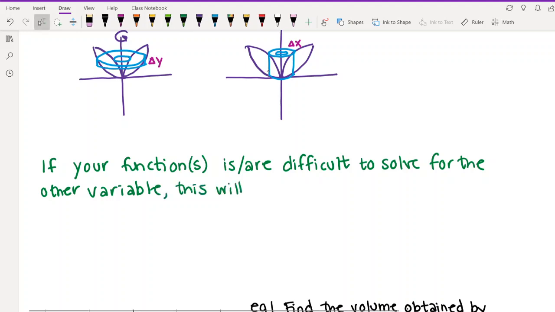So if you're in that situation, this will, sorry, I keep getting confused, this will point you towards one method.